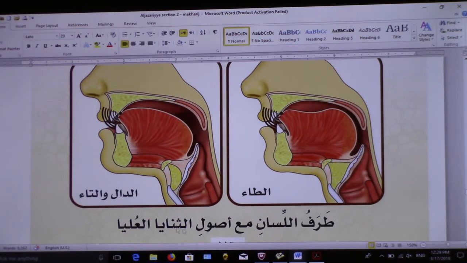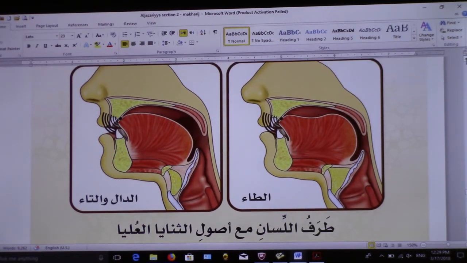أصول الثنايا العليا means what? The root of the upper teeth. Where is the root of the upper teeth, guys? In the gum, right? So he means the front part of the tongue with the upper gum. Tamam? So I'm trying to help you understand the verse literally and also within the context.